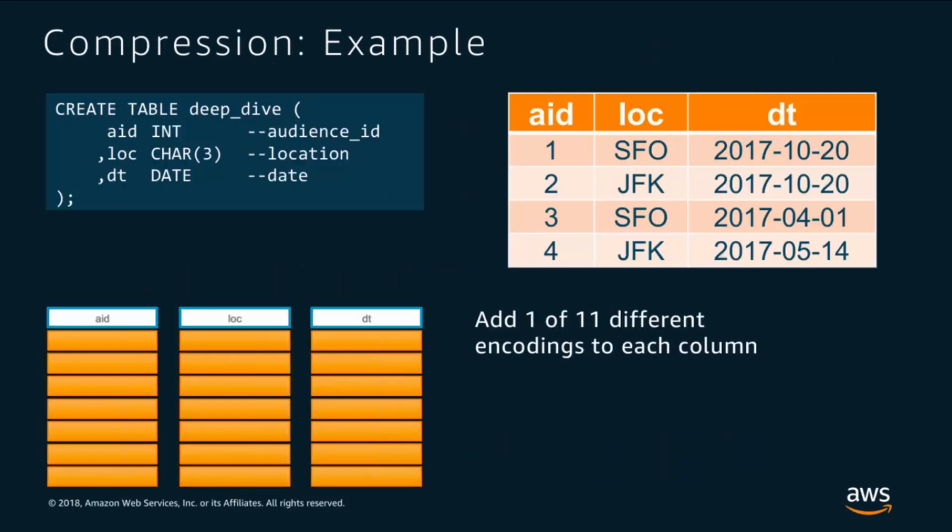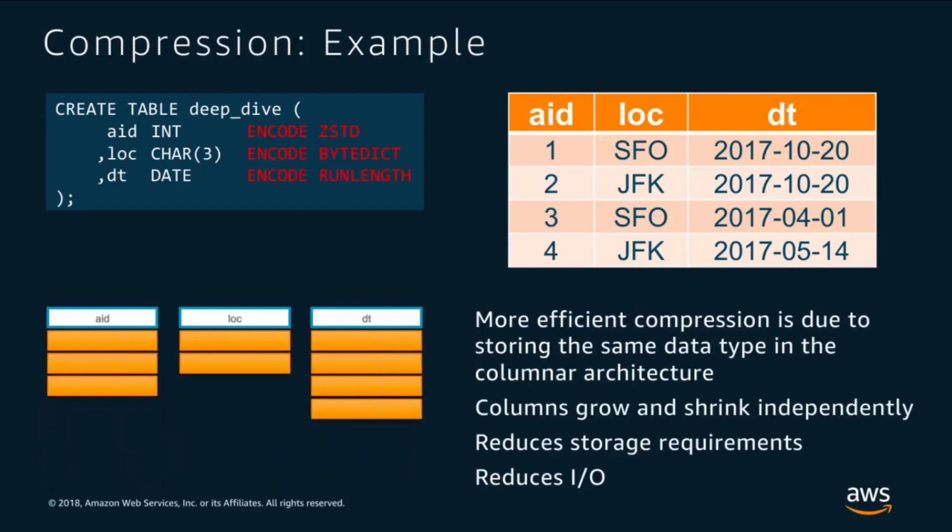Just to illustrate how you'd manually apply compression to a table, this is the same table as in the previous example. What we would do is change the DDL. You can see I've highlighted the text in red there, and that is how you would specify it. One thing I'm going to call out is that each column can have its own compression type. The first one, for example, is ZSTD, and the date there is run length. That means each column has its own compression and can grow and shrink independently from the other columns.